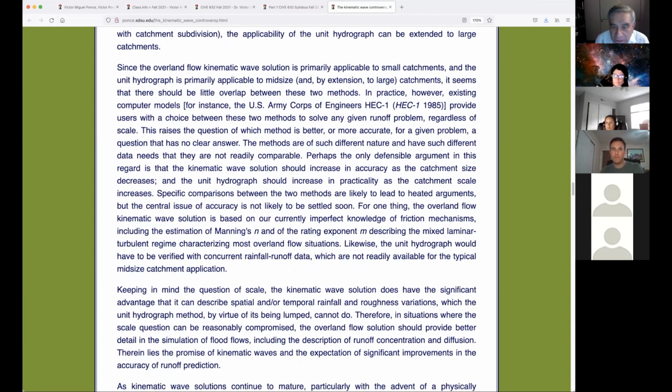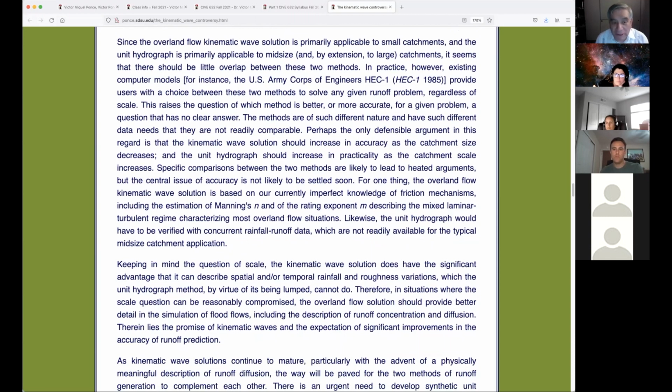Perhaps the only defensible argument in this regard is that the kinematic wave should increase in accuracy as the catchment decreases. The unit hydrograph should increase in practicality as the catchment increases. Specific comparisons between the two methods are likely to lead to heated arguments. That is correct. But the central issue of accuracy is not likely to be settled.